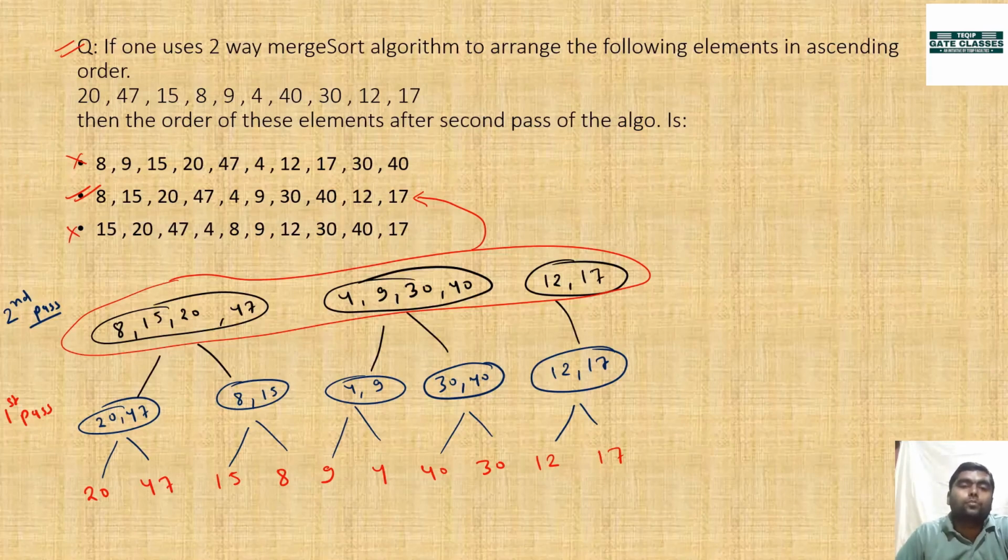So these are the few important points, and we also saw how passes work in the merge sort algorithm. We already saw this particular question for solving that.